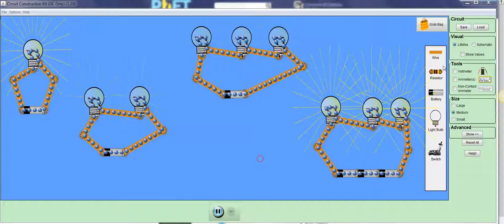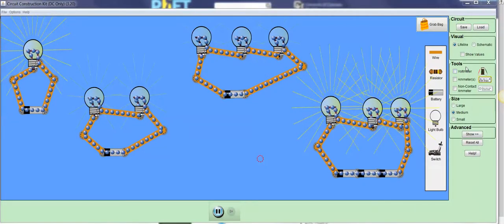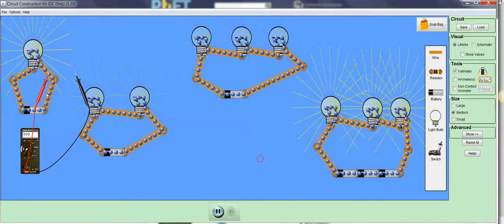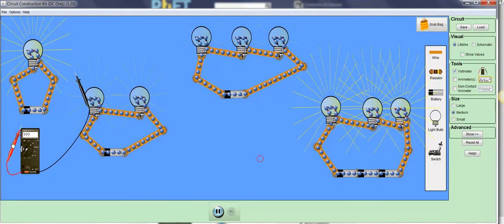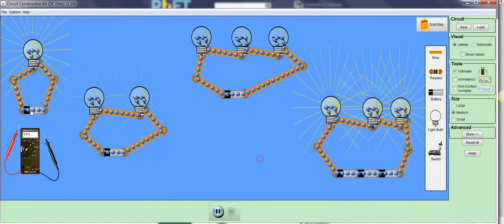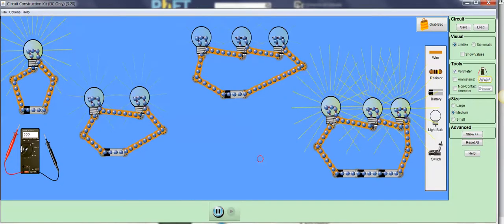This is the first set of circuits. This is for series. We're going to look at the voltage and current through these circuits. So we're going to look at one battery and one light bulb first.